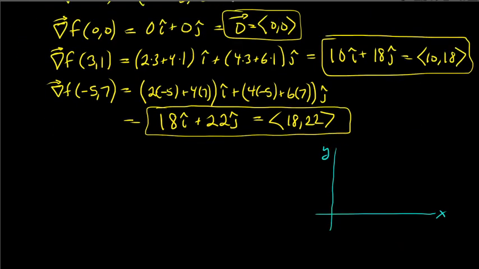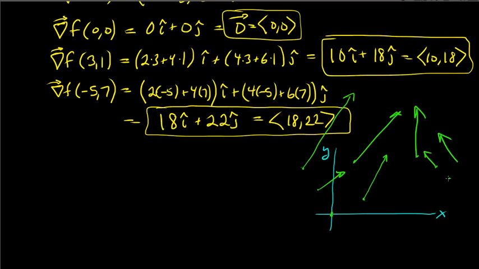But the way to think of it is that each point will have a vector. Now, it might be the 0 vector at the origin. And then at the point 3, 1, we have the vector 10, 18, so that might point something like this. At the point -5, 7, which is way up here somewhere, you'll get a different vector. Well, it's still something like this. They look parallel, but they're not. So at this point, you might get this vector. At this point, you might get this vector. At this point, you might get this vector. So each point has a different vector.